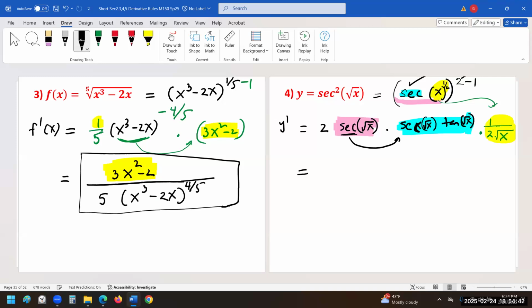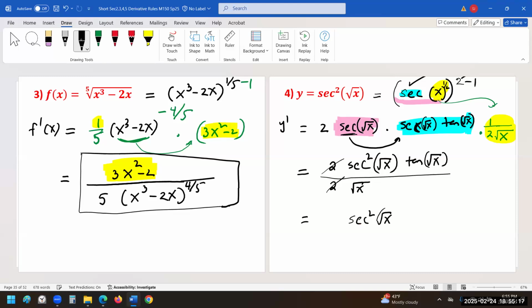And then we simplify. So we have 2. How many secant x do we have? 2 of them. So secant squared x, tangent x, x means root x, and on the bottom we have 2 square root of x. What do you observe? We can cancel the 2's. So we have secant squared root x, tangent root x over square root of x.